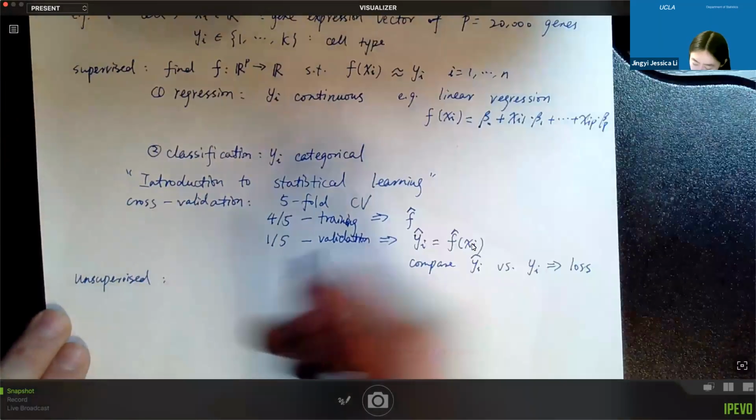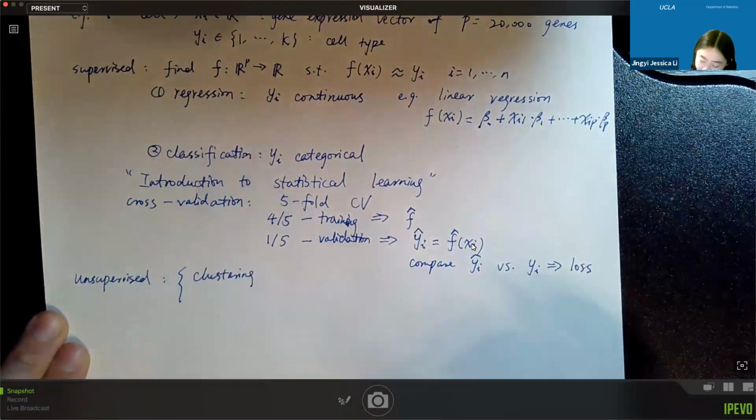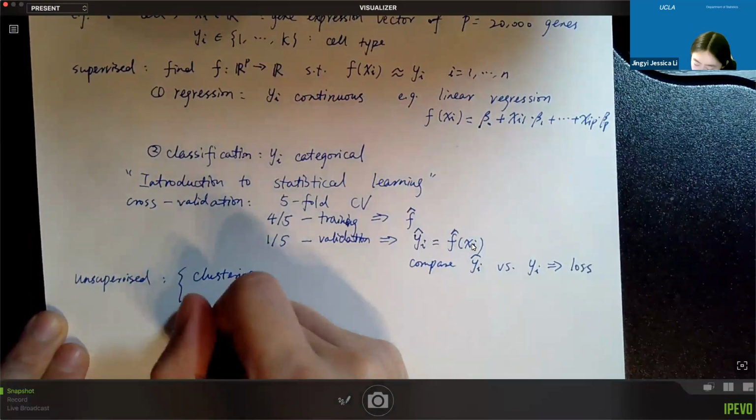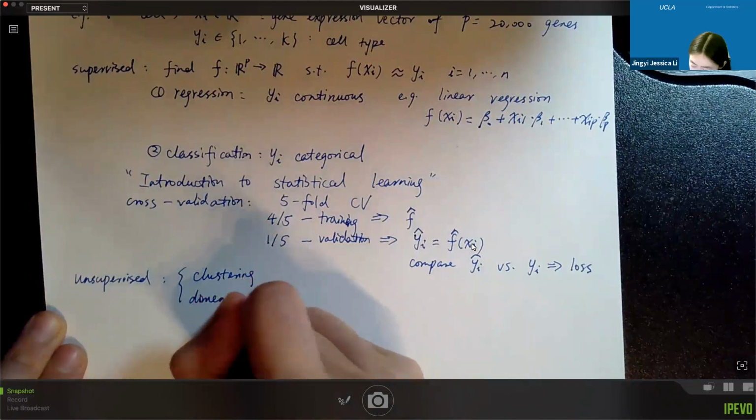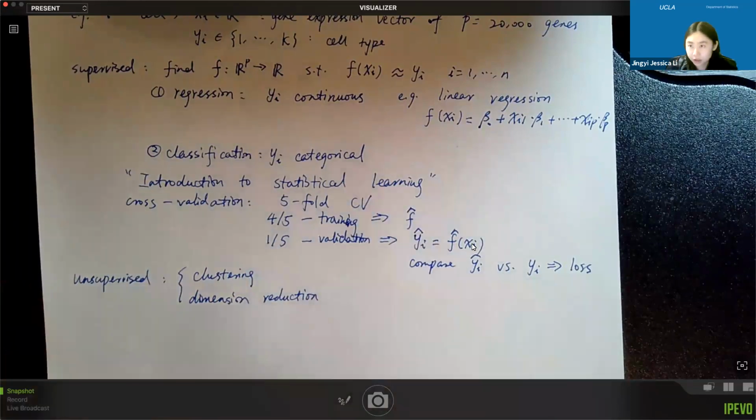One is what we call clustering, which we will talk about today. The other is dimension reduction, which we will talk about next. Both are very important problems in biomedical research.